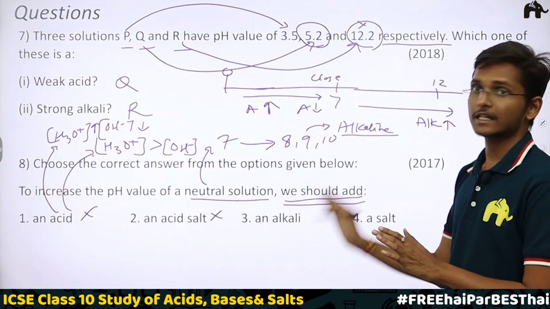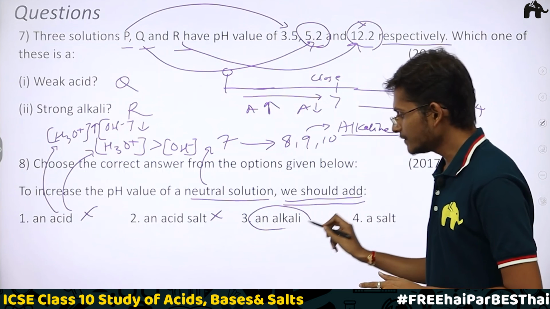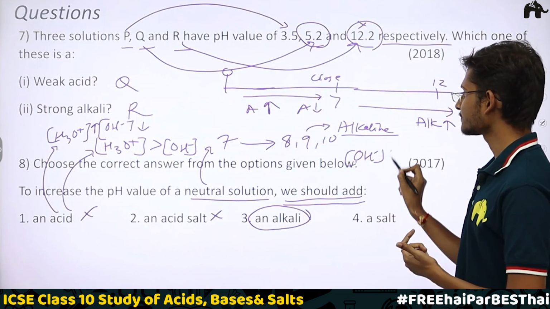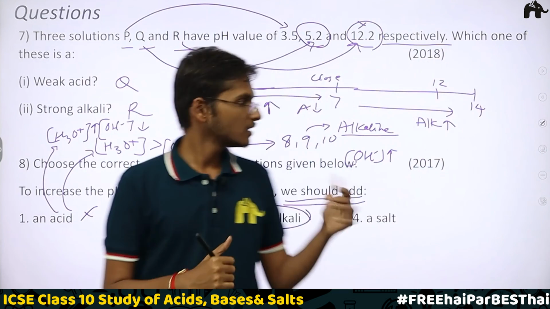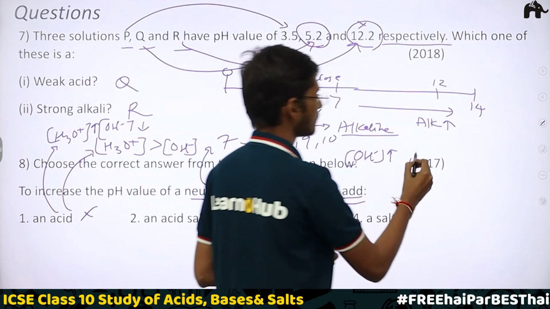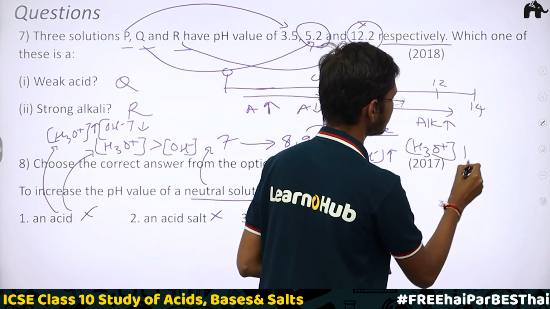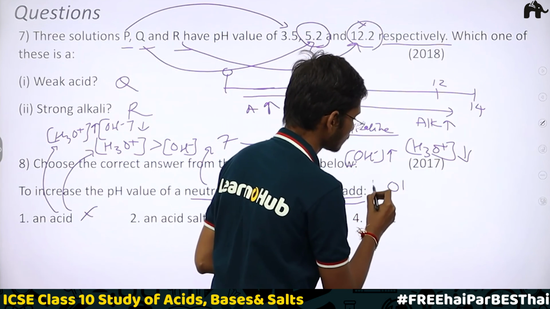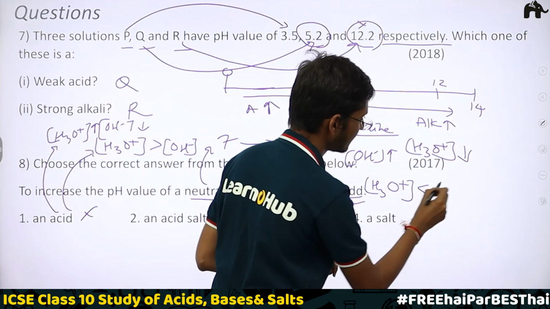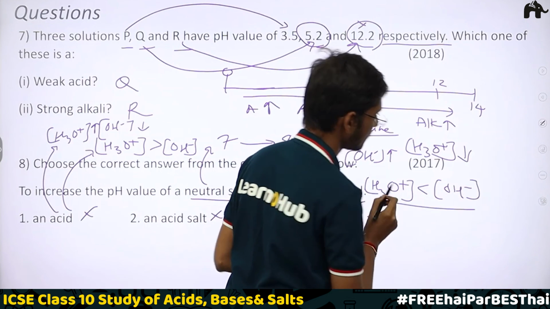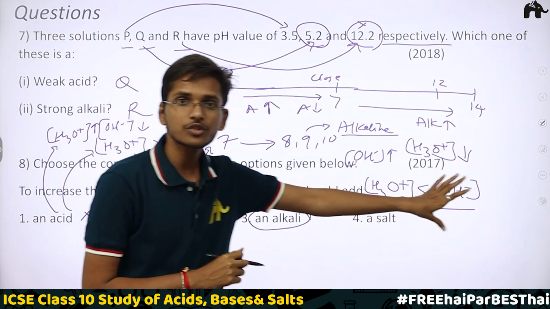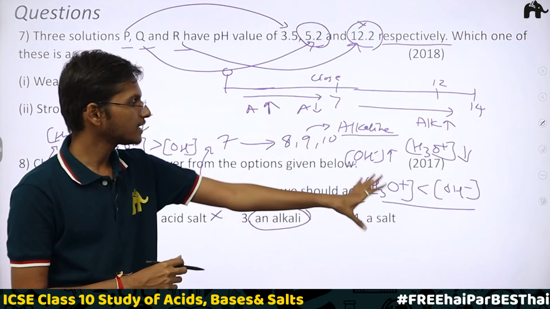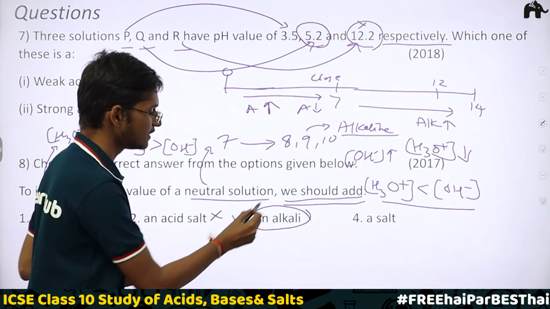Now moving to an alkali. See, when we are adding an alkali, we know that hydroxyl ions concentration increases, and at the same time hydronium ions concentration decreases. Because of this, hydronium ions concentration is becoming lesser than hydroxyl ions concentration, and such a solution is, as we know, an alkaline solution or basic solution. So yes, by adding an alkali we can make the solution alkaline. So our right answer is an alkali.